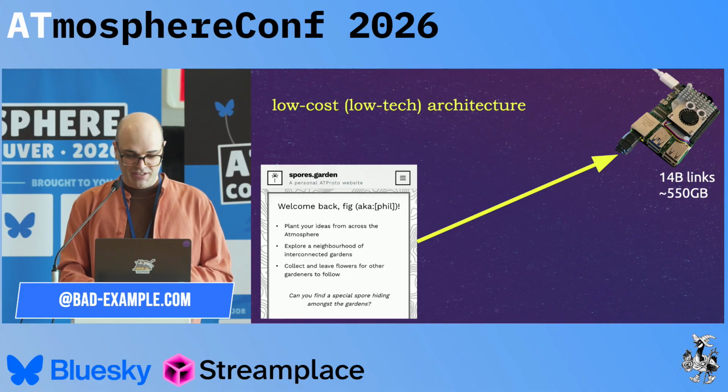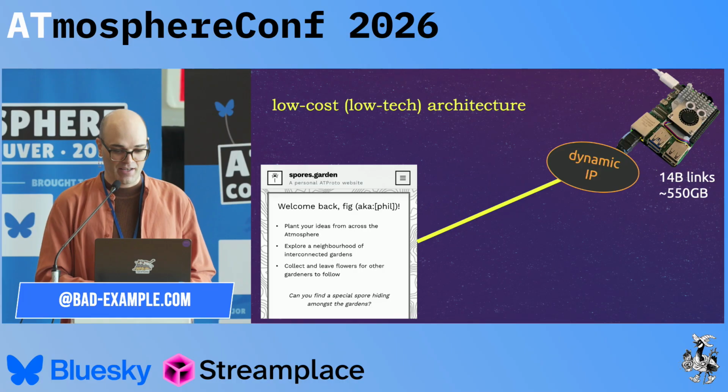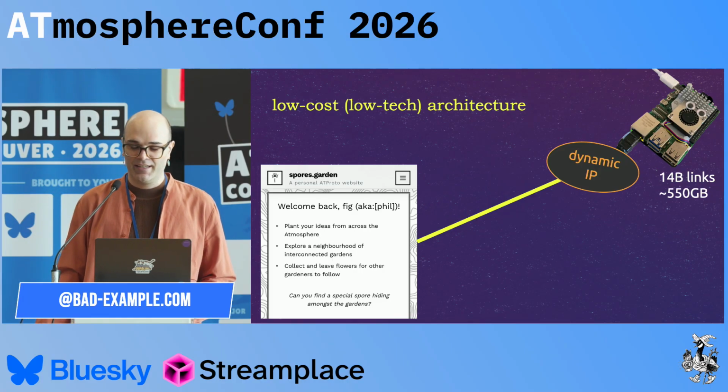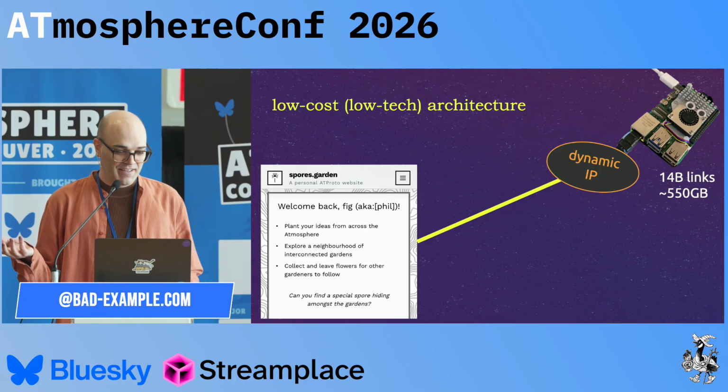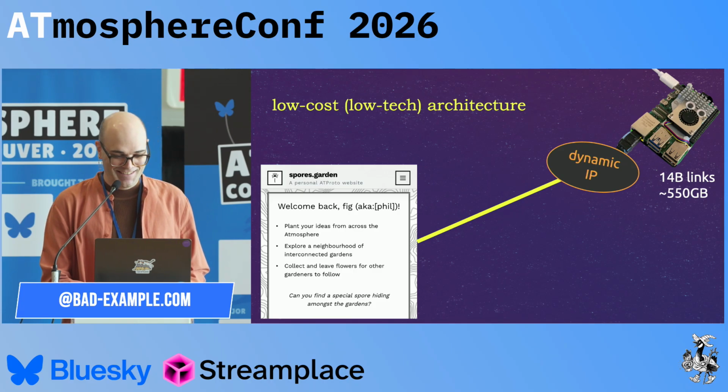There's a problem with this, which is my internet is from an internet service provider that gives me a dynamic IP address, and there's also just one Raspberry Pi, and if it crashes, then a lot of apps have issues.